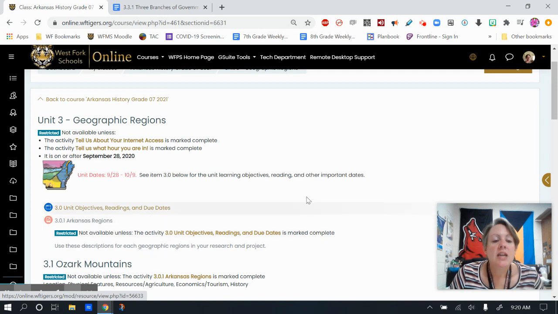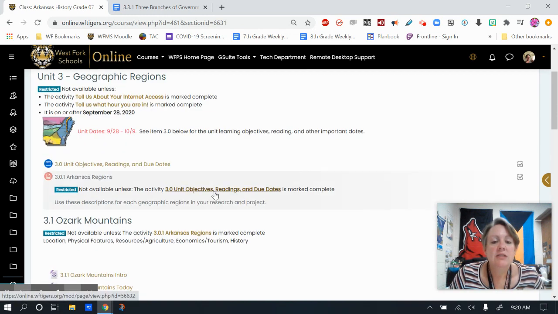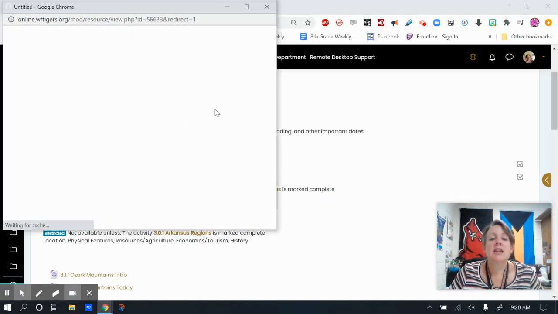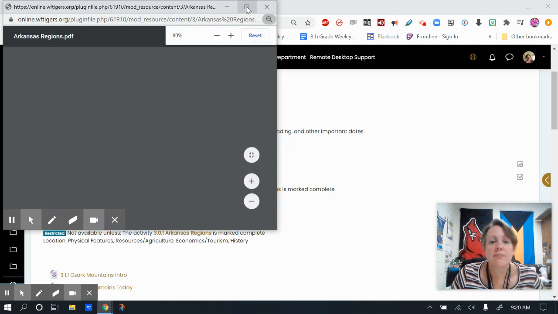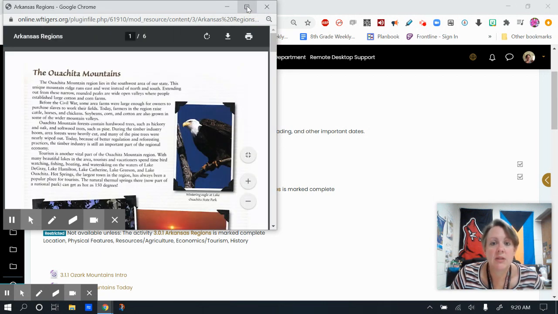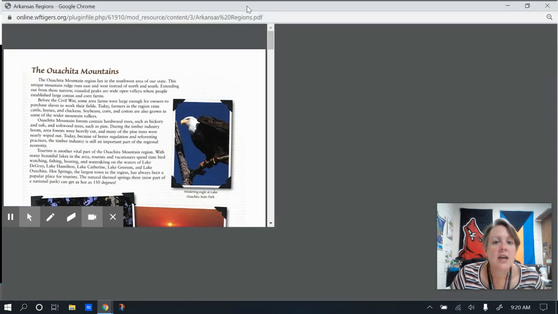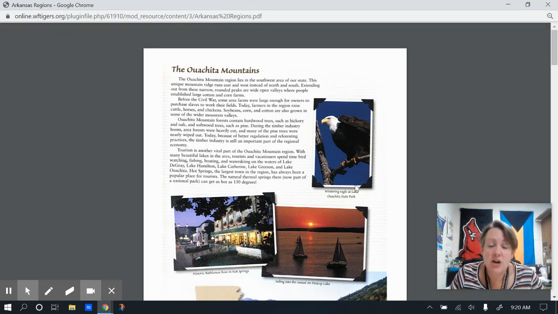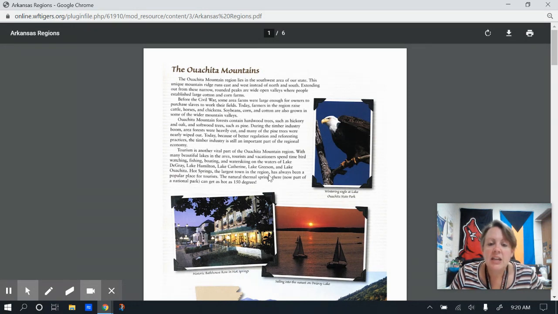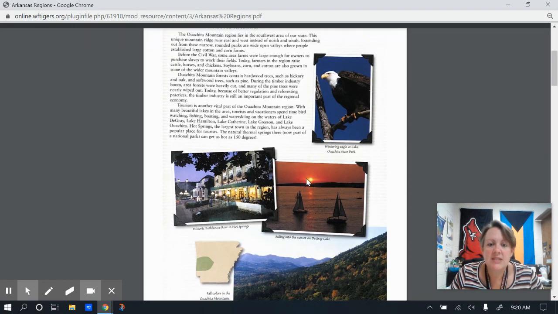Once you look at the objectives, I definitely want you to look at the Arkansas regions. That's underneath the objectives. And this will give you a pop-up of the textbook that we would have used if you were in class. In fact, if you're in class, you're going to be using this too. So if you make that bigger, you're going to get 6 pages because there are 6 Arkansas regions, and each page will tell you about one specific region.